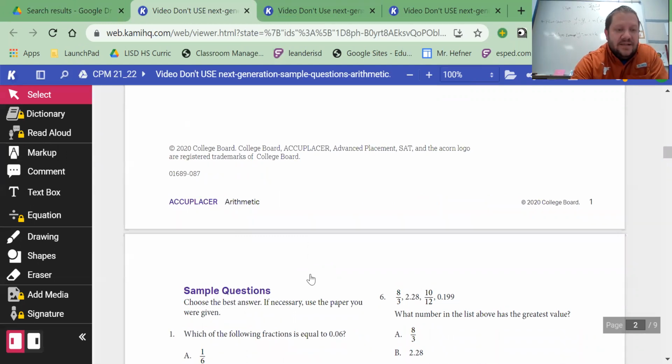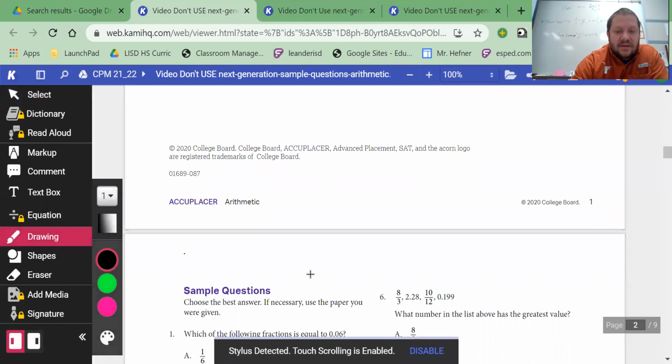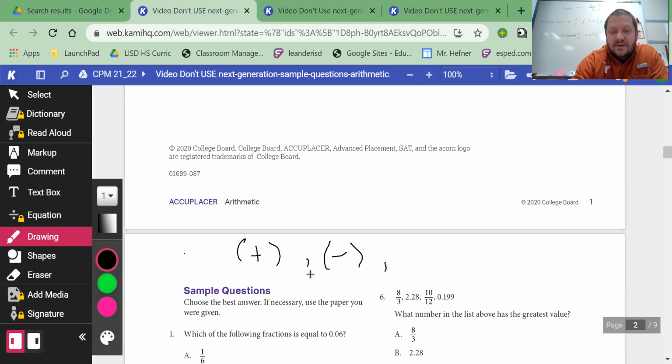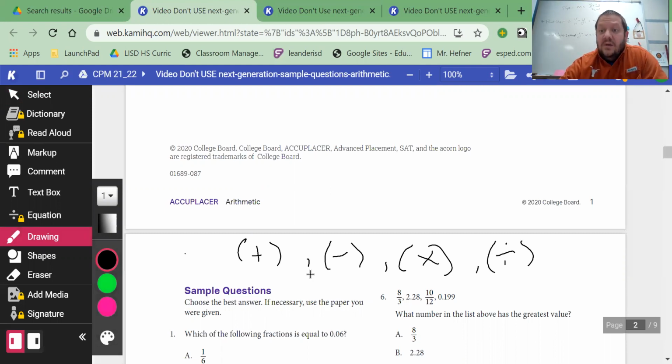Just one real quick intro about the calculator. You get a very basic calculator. The only thing it will do is add, subtract, multiply, and divide. It's four-function, meaning it won't even let you enter a negative sign. You can't do -2.